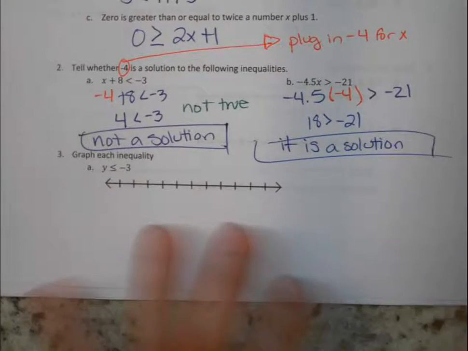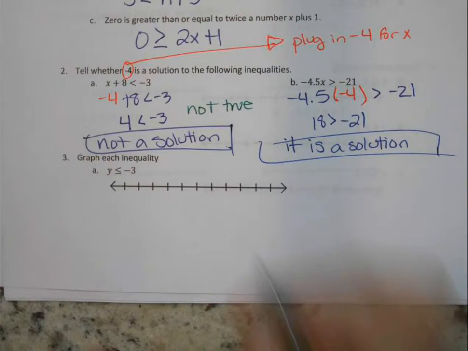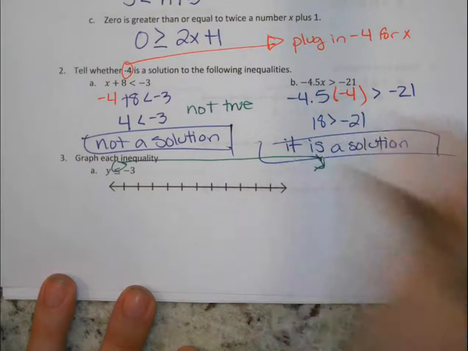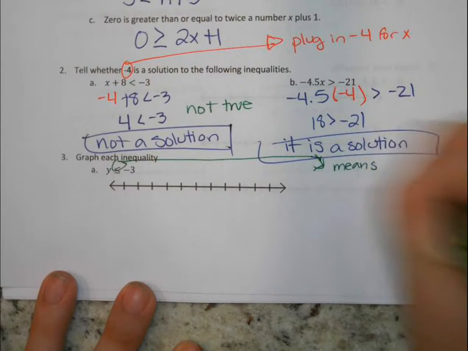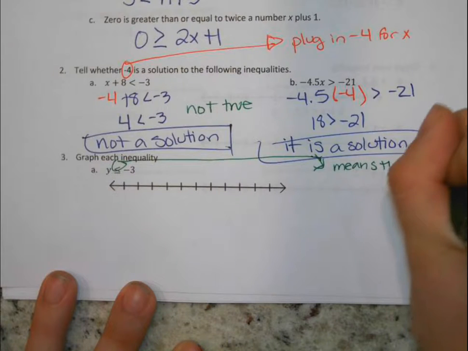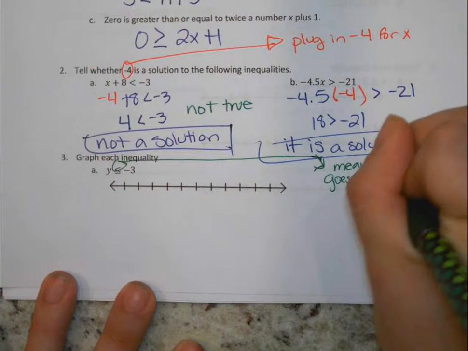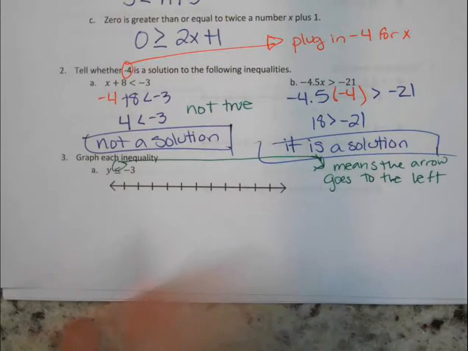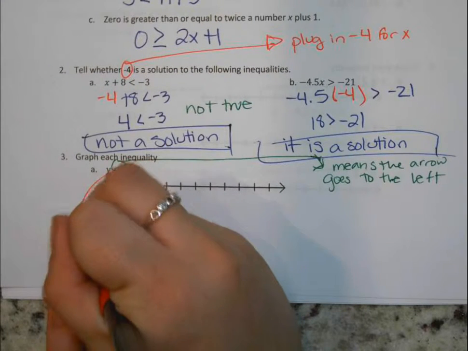So then this wants me to graph this inequality. I can start my numbering wherever I want, but before I even get to graphing, this top part of it means the arrow goes to the left. Okay. And then the bottom piece with the line underneath means when I graph it, it's going to be a solid circle.